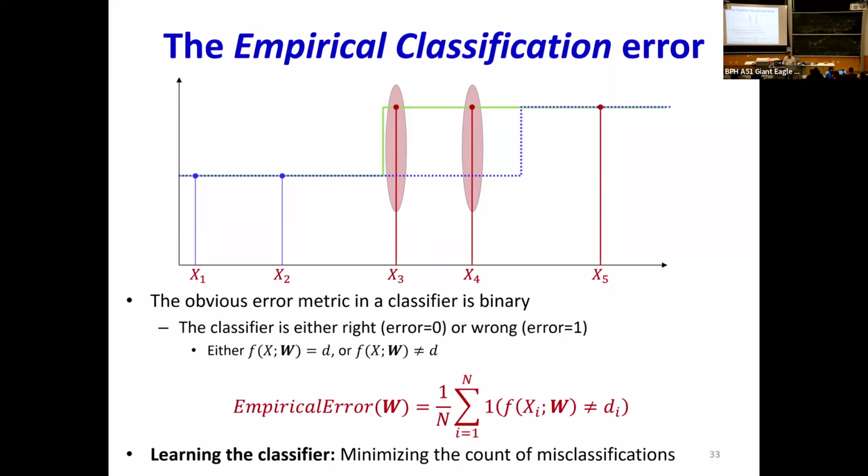The error is the number of training instances where the network output did not match the desired output. When I want to learn the classifier, what I'm really speaking of is learning these W's such that the count of these errors, shown here as a formula, is minimized.